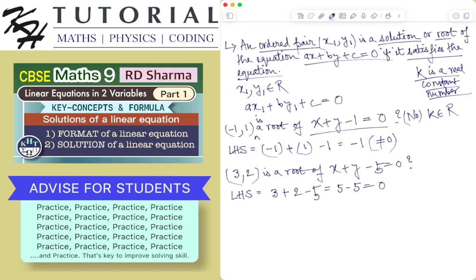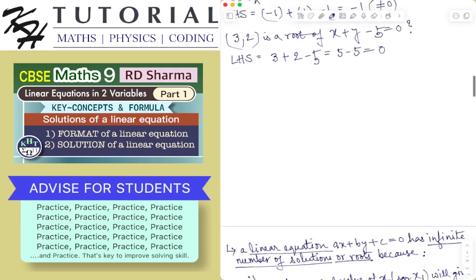Okay. So the concept is that whenever it is given that x1 comma y1 is a root or solution of a linear equation ax plus by plus c equals to 0, then we can immediately say that ax1 plus by1 plus c equals to 0. This result we will get, and from this equation, whatever we need to find as per the given problem, we will proceed accordingly.